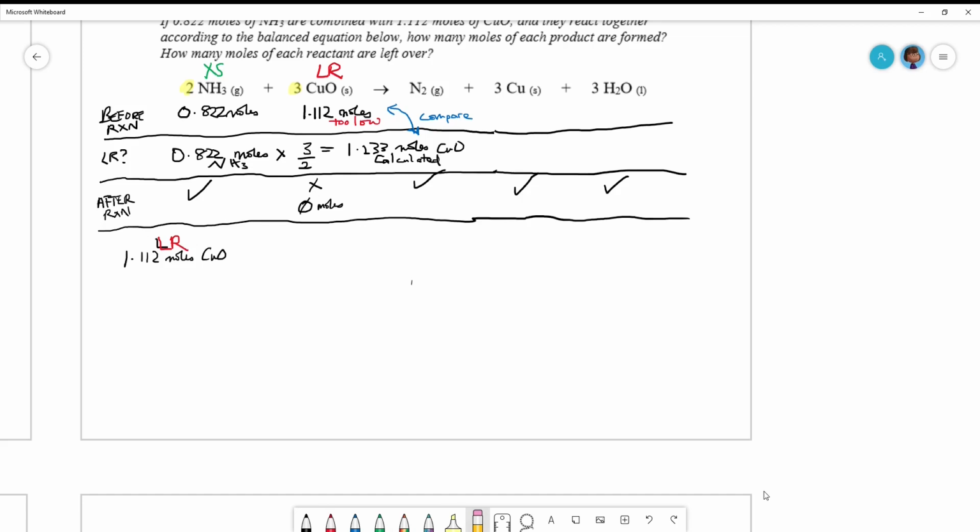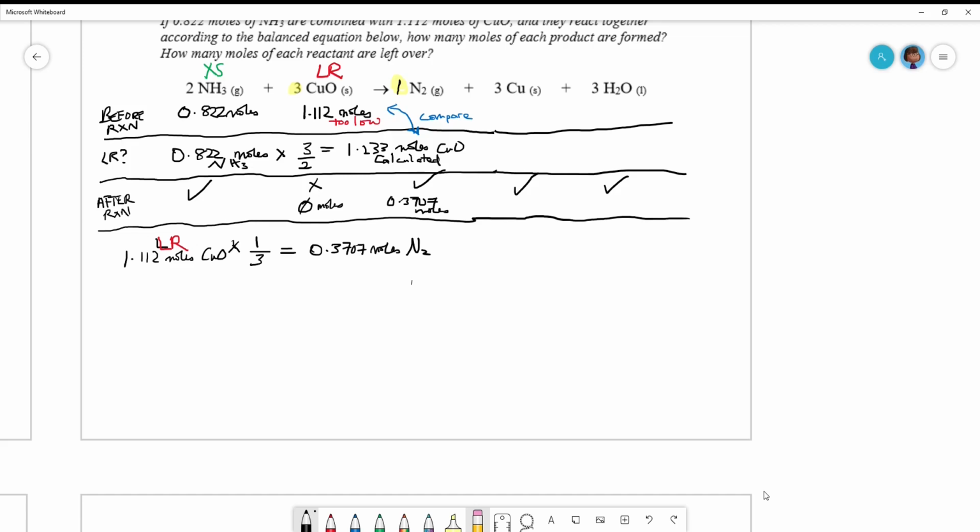Okay, well, now if I want to calculate the amount of nitrogen, the mole ratio I'm interested in is right here. It's actually a 3:1 mole ratio. So applying that 3:1 ratio, I know that I make 1 mole of nitrogen for every 3 moles of copper oxide. And when I calculate this, I get 0.3707 moles of nitrogen being formed in this reaction. So I'm going to fill that out right here, 0.3707 moles of nitrogen are formed in the reaction.